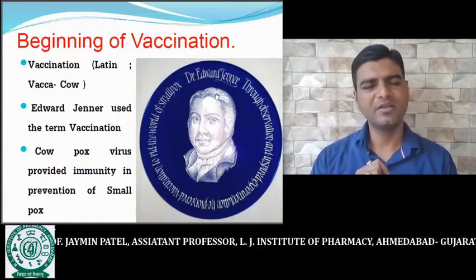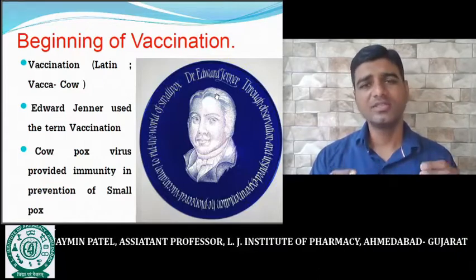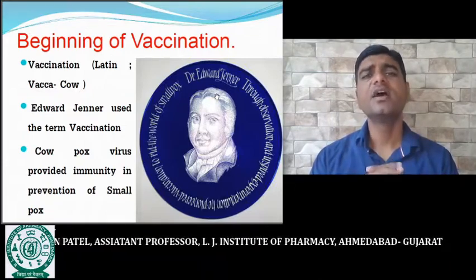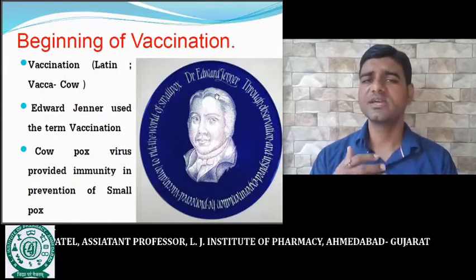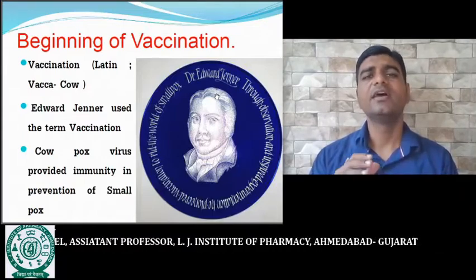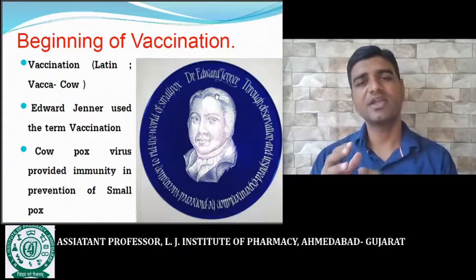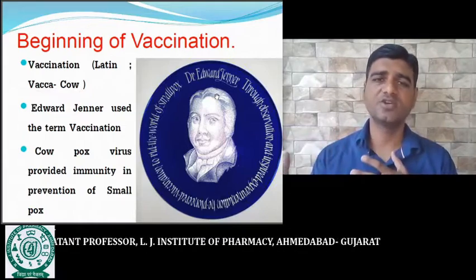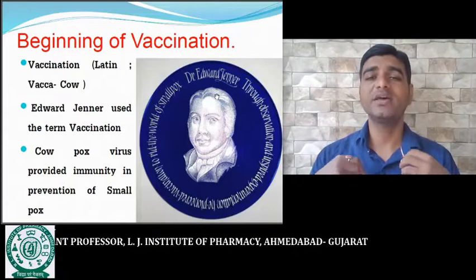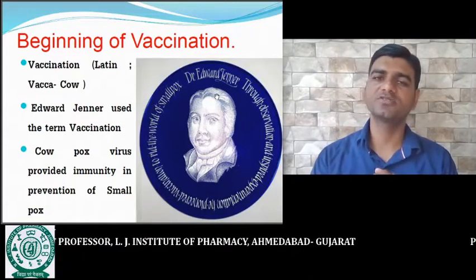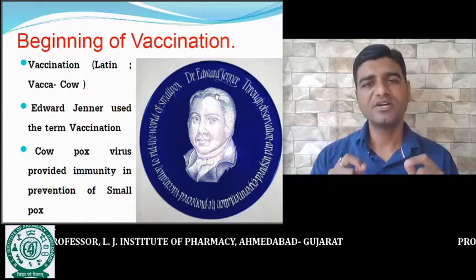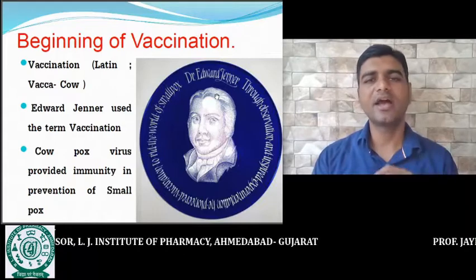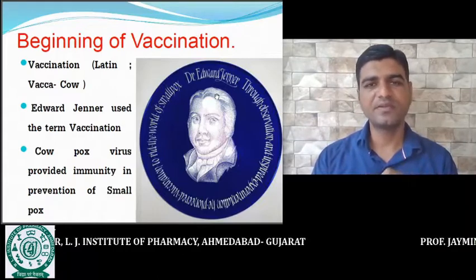That milkmaid was exposed to the cow many times, so the virus responsible for cowpox entered the body. In response to this virus the immune system was activated and produced antibodies, and those antibodies were capable of protecting that person against smallpox. This cowpox virus is not capable of producing disease in humans, but it is capable of providing immunization against smallpox infection. The first preparation was prepared by Edward Jenner from the cow, and in Latin the cow is called vacca. That is why that first preparation is called a vaccine.